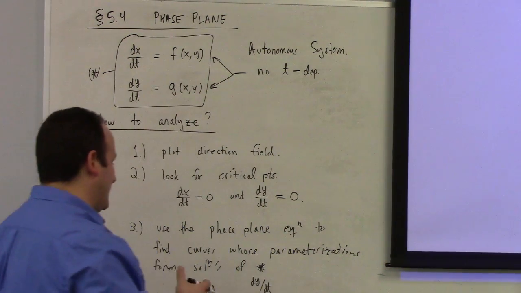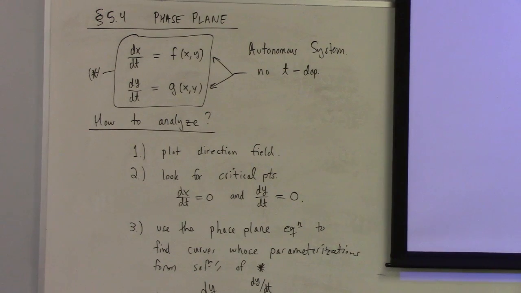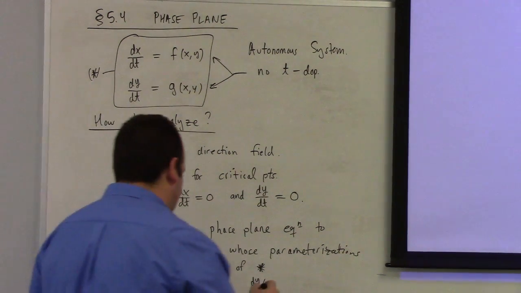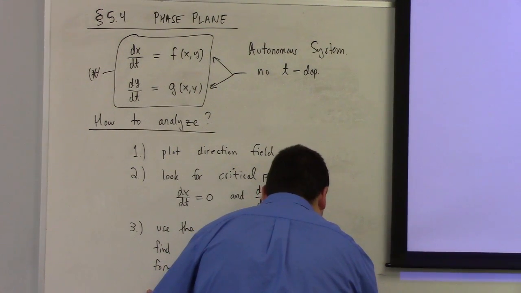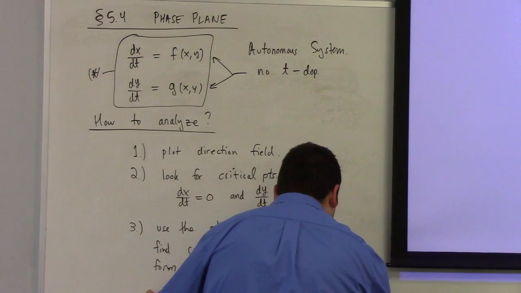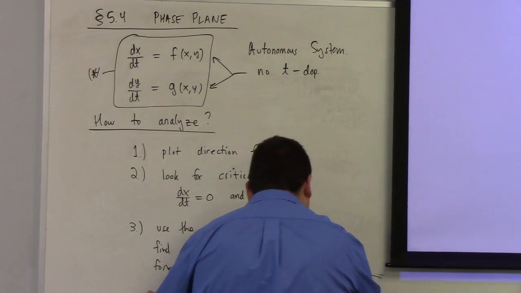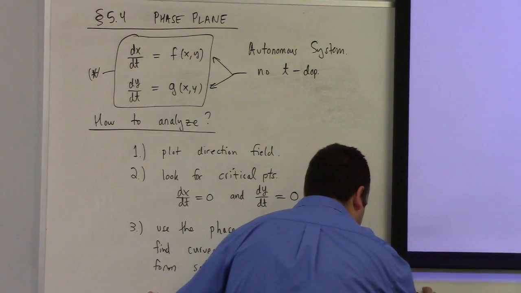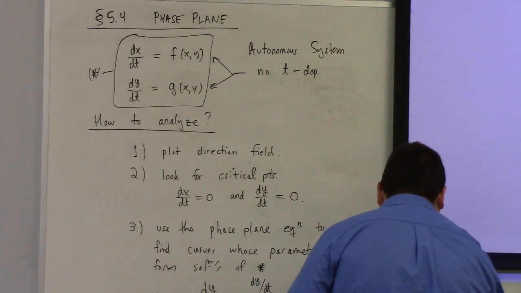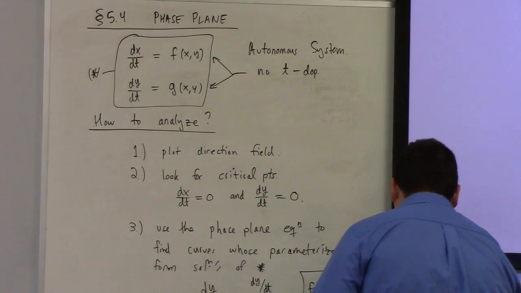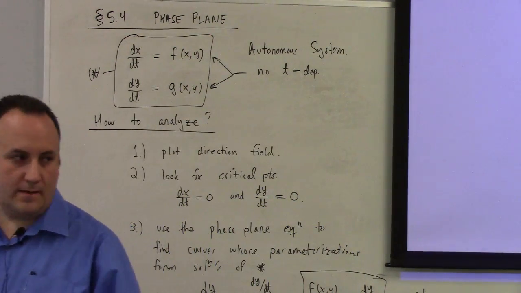Now, in the context of an autonomous system of differential equations, what is that? Well, dx dt is f, dy dt is g, right? So you just have to solve f of xy over g of xy. That's the so-called phase plane equation, all right? This is the phase plane equation.